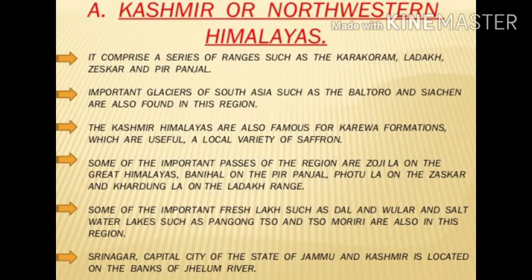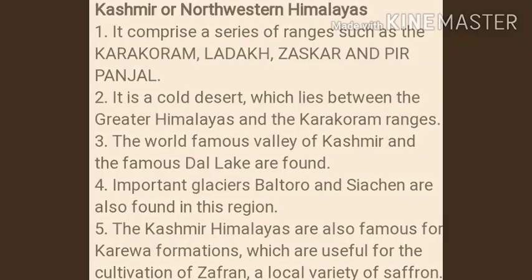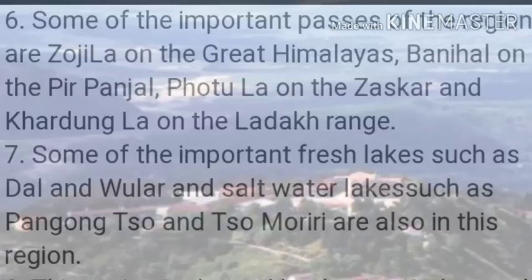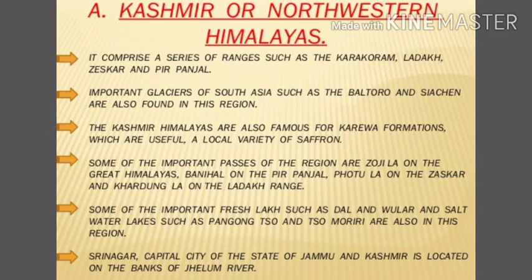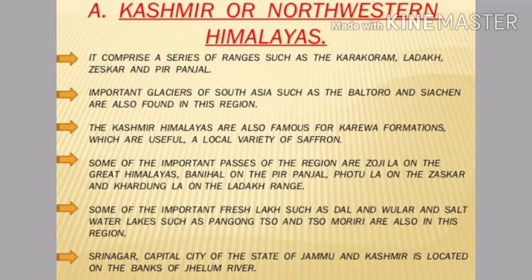Kashmir or Northwestern Himalayas consist of a series of ranges such as Karakoram, Ladakh, Zanskar and Pir Panjal. Important glaciers of South Asia such as the Baltoro and Siachen are found in the Northwestern Himalayas region. The Kashmir Himalayas are also popular for the Karewa formations, which are useful for the cultivation of zafran, a local variety of saffron. Karewas are thick deposits of glacial clay and other material.